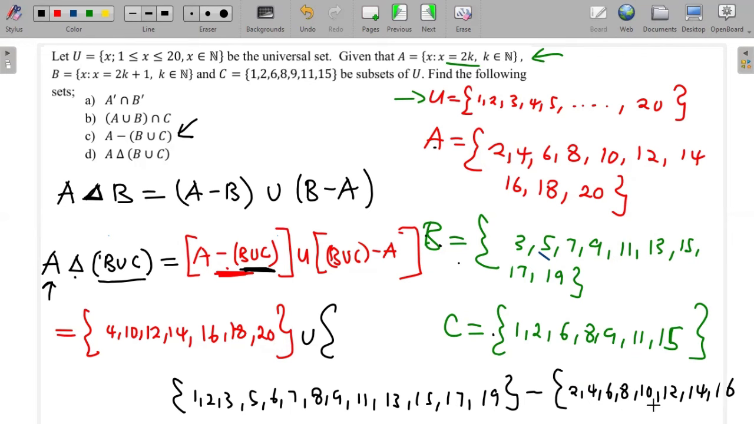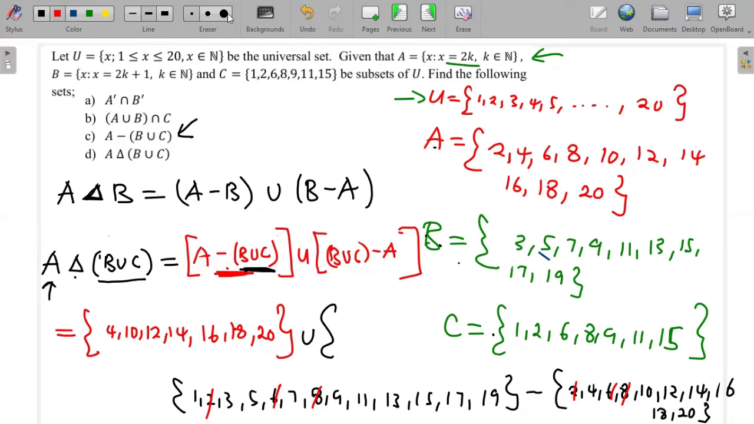I'm running out of space now. 18 and then 20. Okay. So now, since this is just the difference of countable sets, we just remove the intersection of these two sets from the first set. So what is common between these two sets? I can see 2 is common, so I cancel it. 6 is common, so I cancel it. 8 is common, so I cancel it. Okay, that's all that is common.